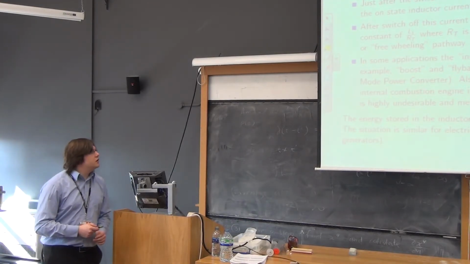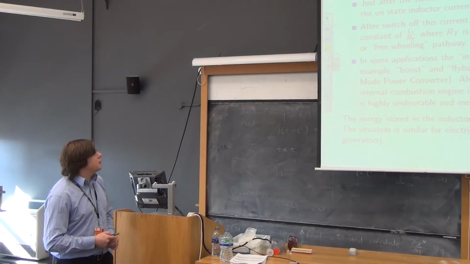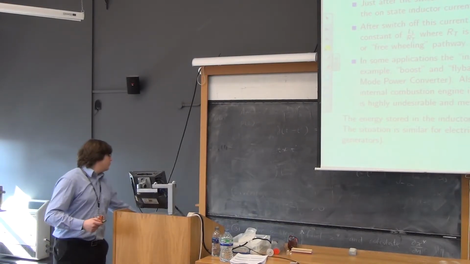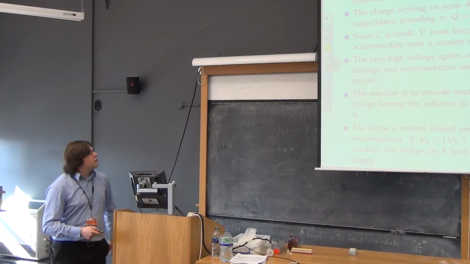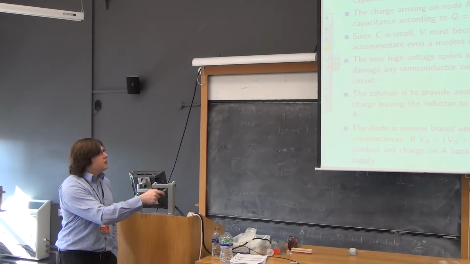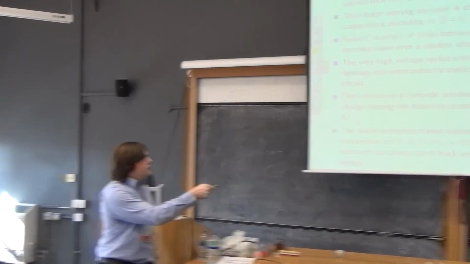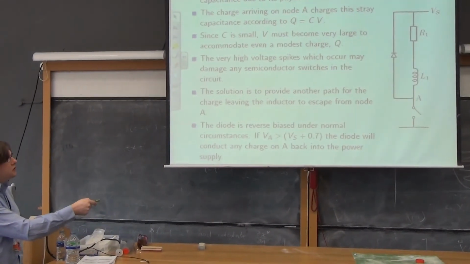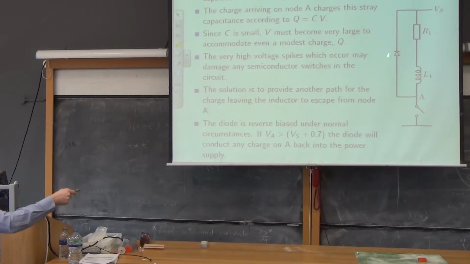After the switch off occurs, this current falls exponentially with a time constant of L1 upon RT, where RT is the total resistance in this loop here. When you switch off, there is a current that flows down here. As you open the switch, that current changes to flowing in this loop here.